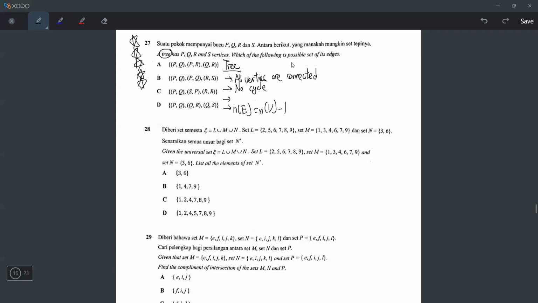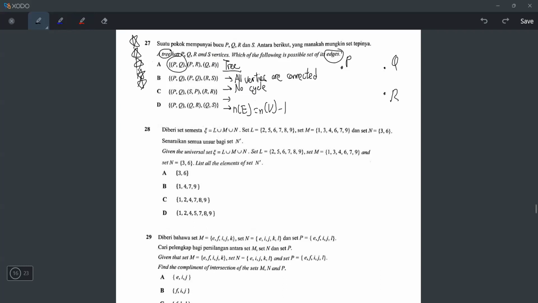Okay, which of the following is a possible set of edges? We can see that the first one is PQ, PR, QR. Just draw it. This is P, this is Q, this is R. So P to Q, and then P to R, and then Q to R. Like this. This is definitely not a tree, so A is wrong already. Why? Because a tree cannot have a cycle. This is a cycle already. So A is wrong. So what about B then?